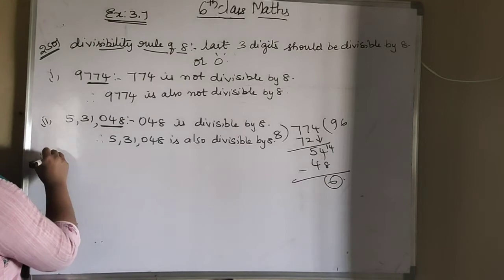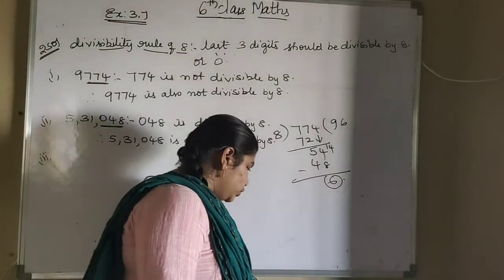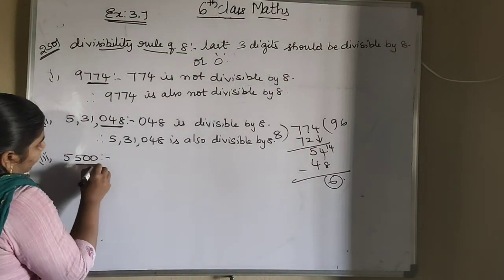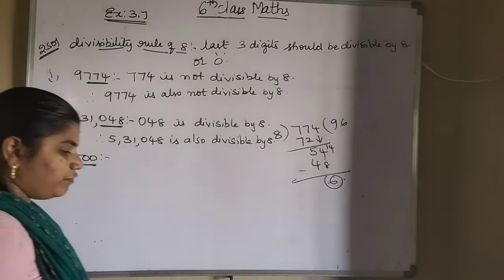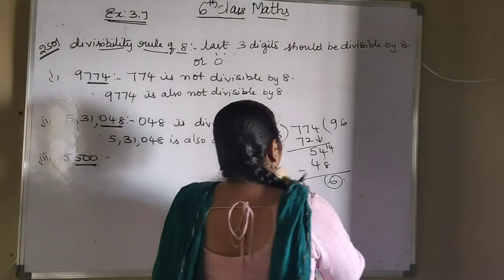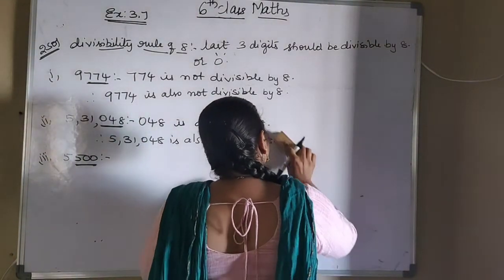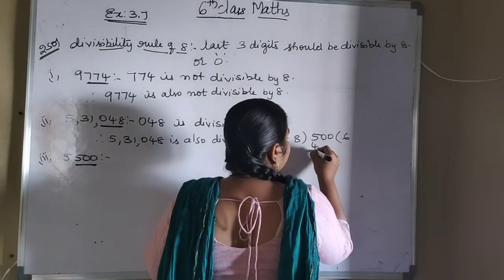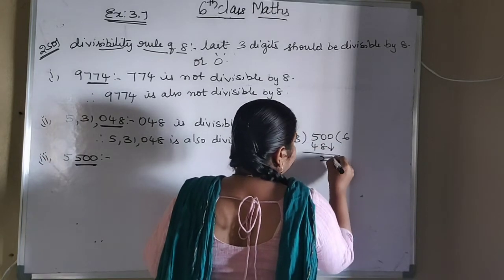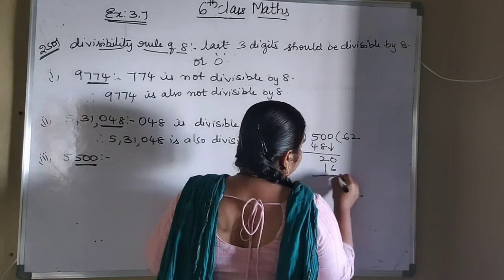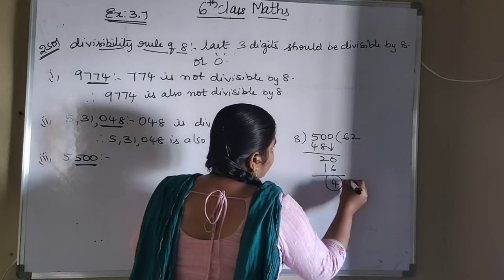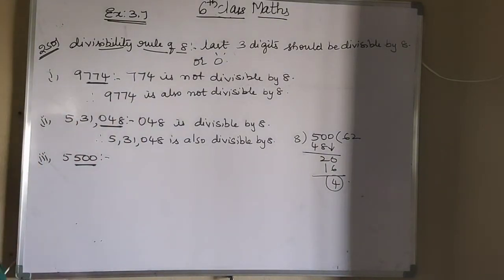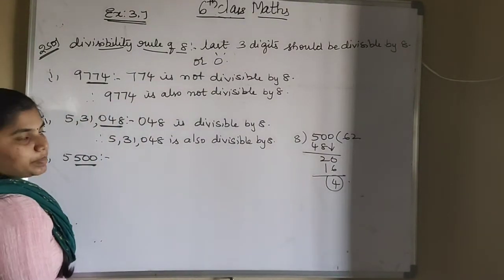Third one. What is the third question? 5,500. We have to check whether 500 is divisible by 8 or not. So divide 500 by 8. 8 6s are 48, 8 2s are 16. The remainder will be 4. So this 500 is not divisible by 8, so the whole number is also not divisible by 8.